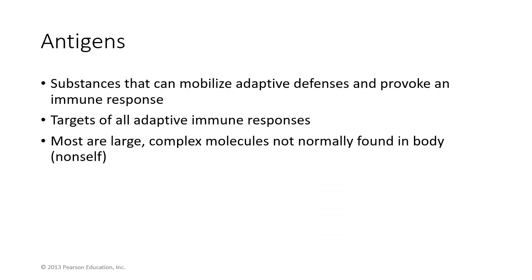Now, an antigen. We have to talk about what an antigen is. An antigen is a substance that can mobilize the adaptive defenses and provoke an immune response. We saw antigens on red blood cells. We had A and B, but those are our antigens. When we're talking about antigens now, we're talking about foreign antigens. And these antigens are the targets of all the adaptive immune responses.